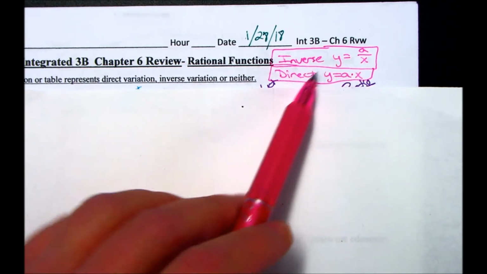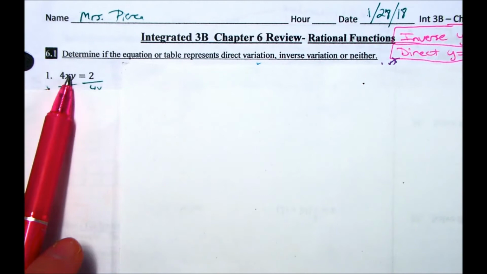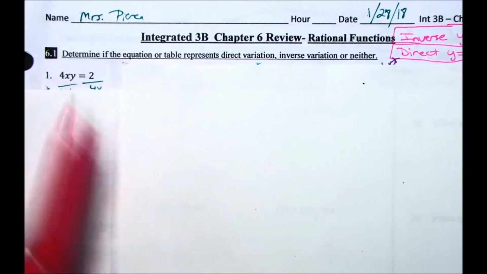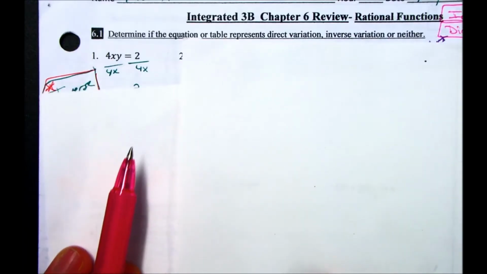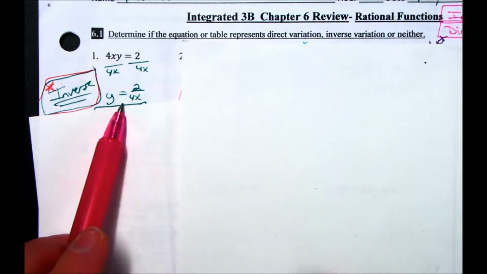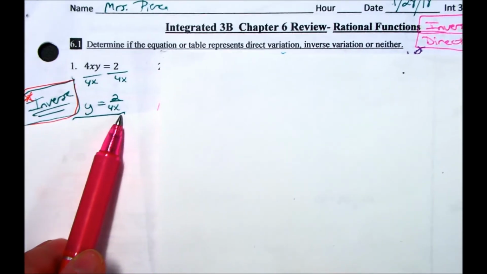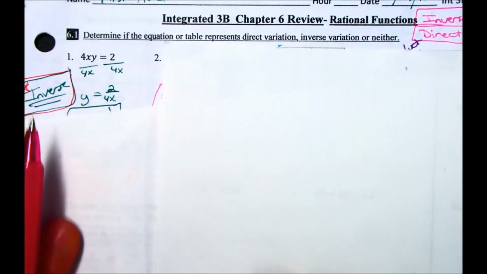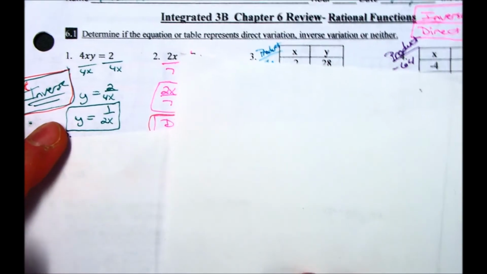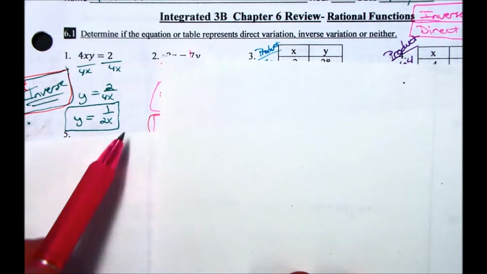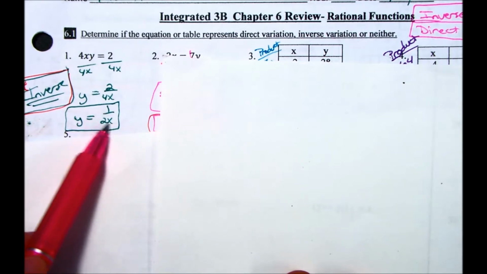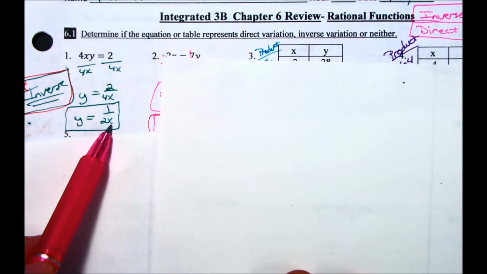So what you want to do with these first equations is solve for y. If you get y by itself, you would have to divide both sides by the 4x. So when you divide both sides by 4x, you get y equals 2 over 4x. So again, the x is in the denominator. Even though it doesn't look exactly like the y equals a over x, we could take 2 divided by 4, which would reduce to 1/2, or 0.5 over x. Because your variable x is in the denominator, it is inverse.